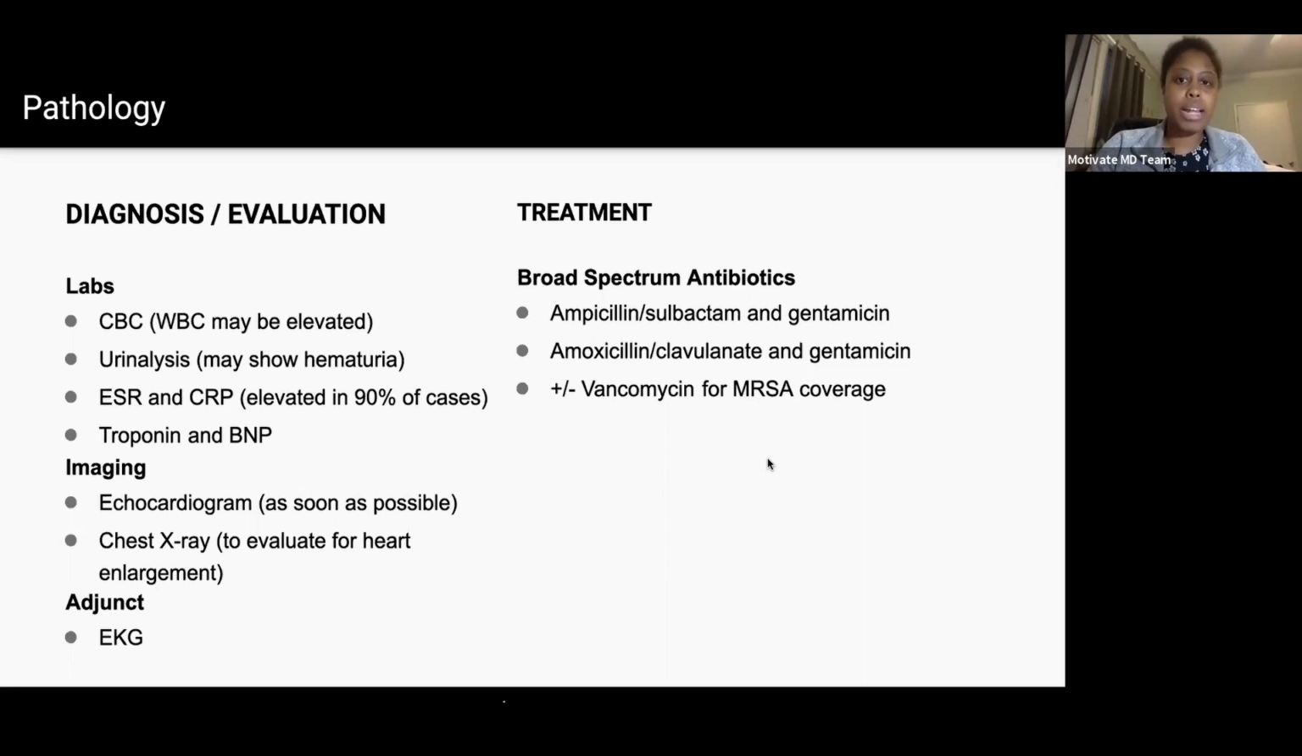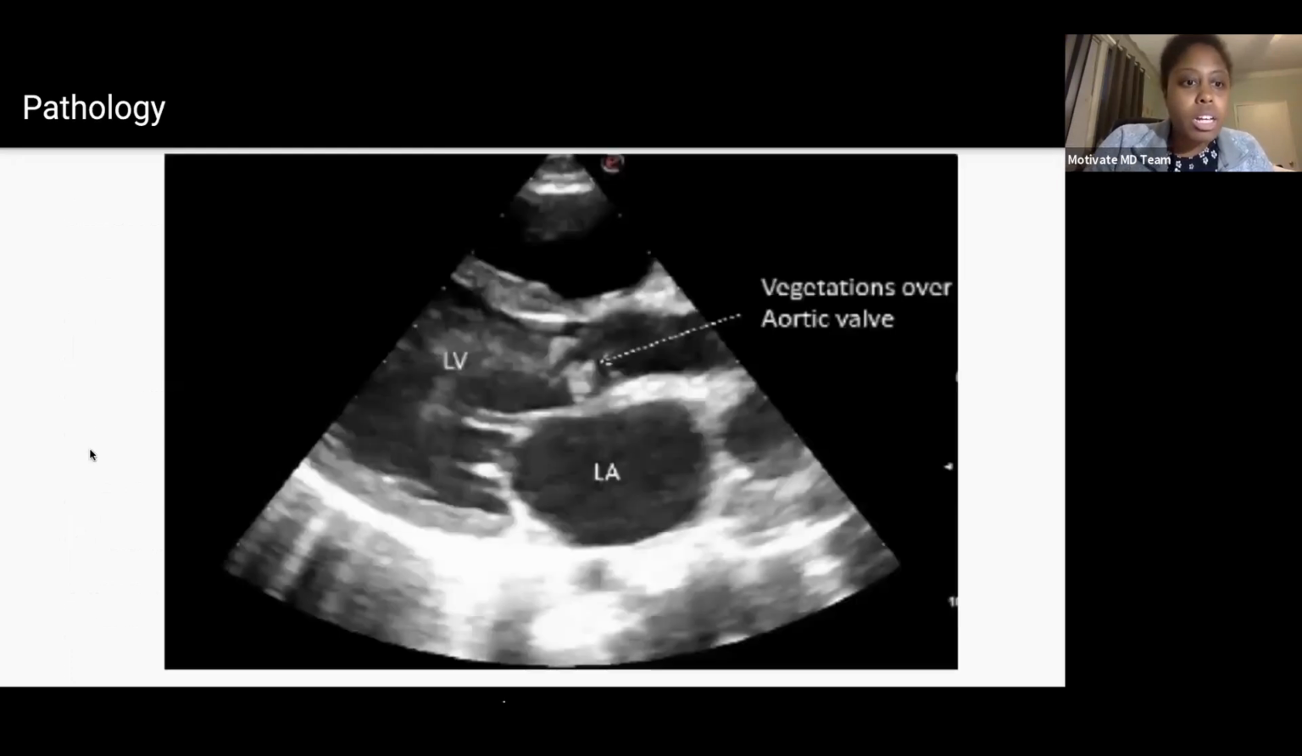And then we also added on vancomycin for any MRSA coverage, just because we weren't really sure if he had been exposed to MRSA and if he had risk factors or not for having MRSA, but based off of his drug use, we wanted to make sure to cover for MRSA. So we started him on very broad spectrum antibiotics.